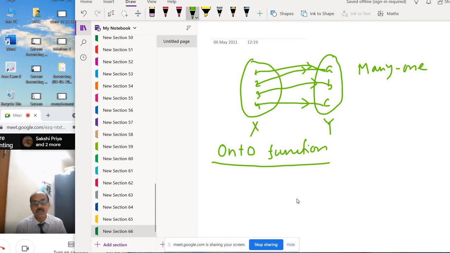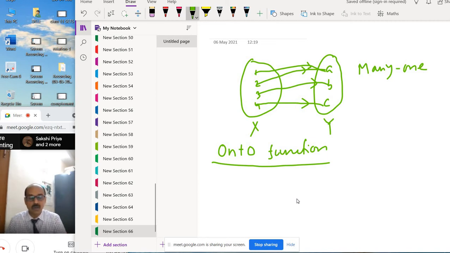So onto function is which type of function? Every element of Y, that means image set, second set, has at least one pre-image in X. That means every element of second set has a pre-image. This is the condition. Then it is onto function.